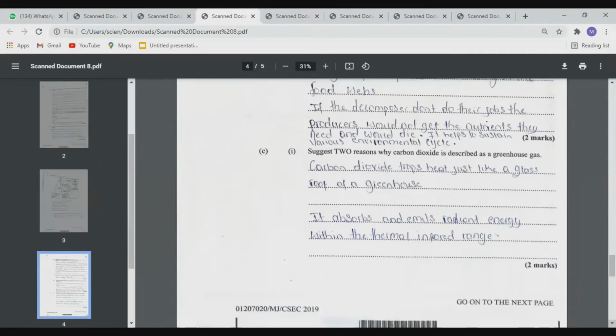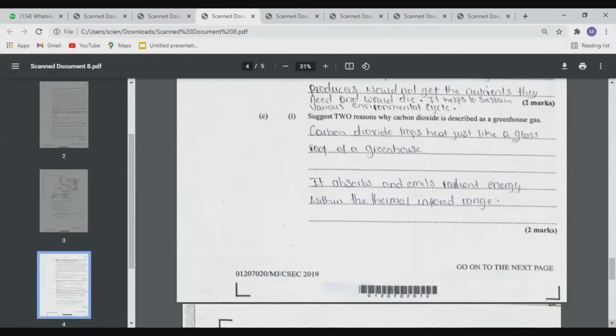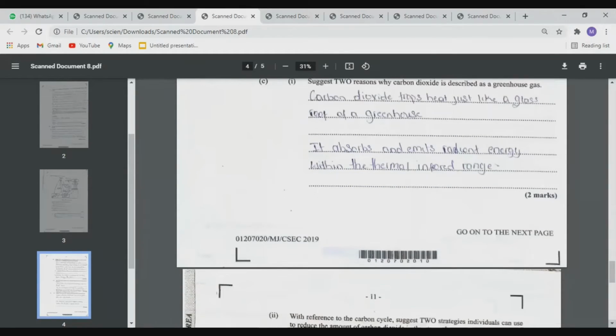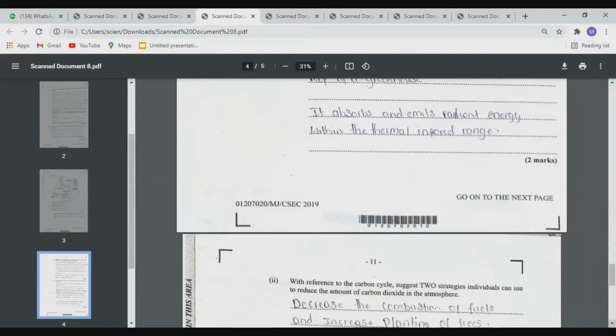Then C, suggest 2 reasons why carbon dioxide is described as a greenhouse gas. Reason 1, carbon dioxide traps heat just like the glass roof of a greenhouse. So that's one of the reasons. 2, it absorbs and emits radiant energy within the thermal infrared range.